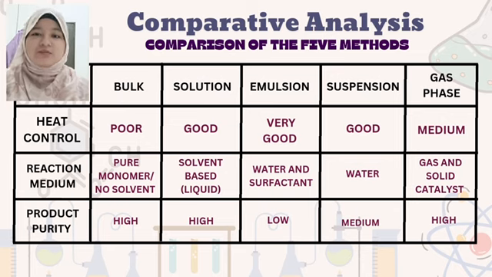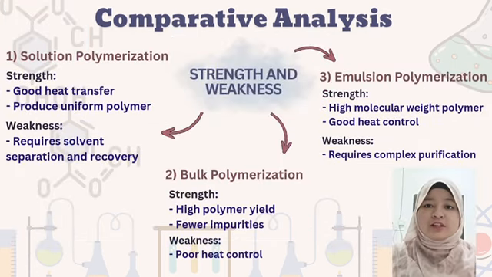Regarding the reaction medium, bulk polymerization uses pure monomer. Solution polymerization uses solvents, emulsion and suspension use water, and gas phase polymerization involves gas and a solid catalyst. For product purity, bulk and solution polymerization produce high purity polymers, while emulsion, suspension, and gas phase polymerization produce medium to high purity products.